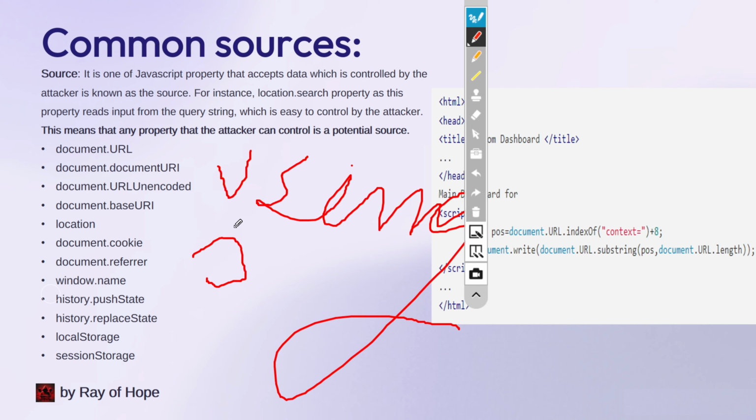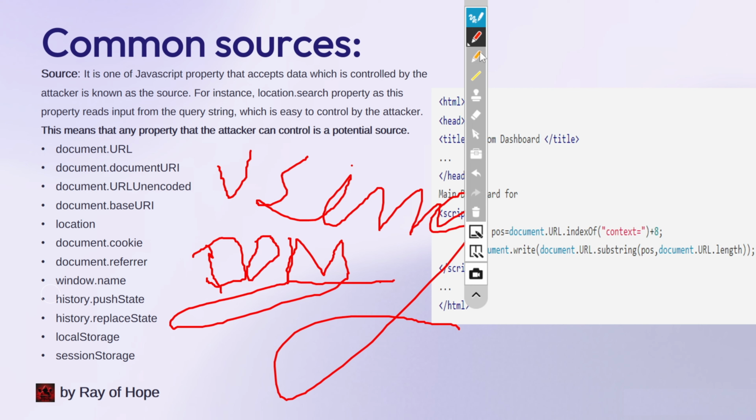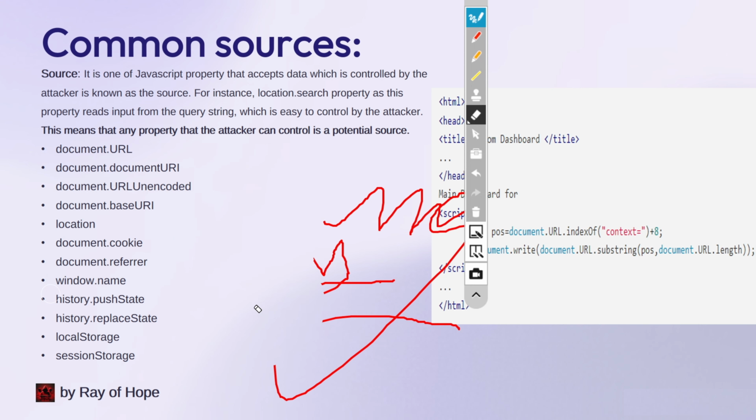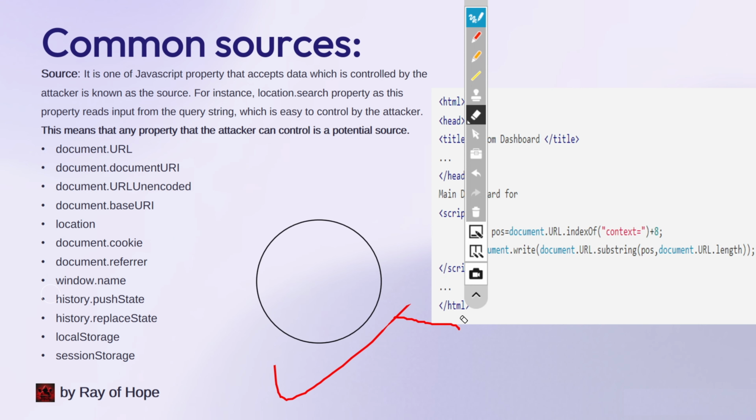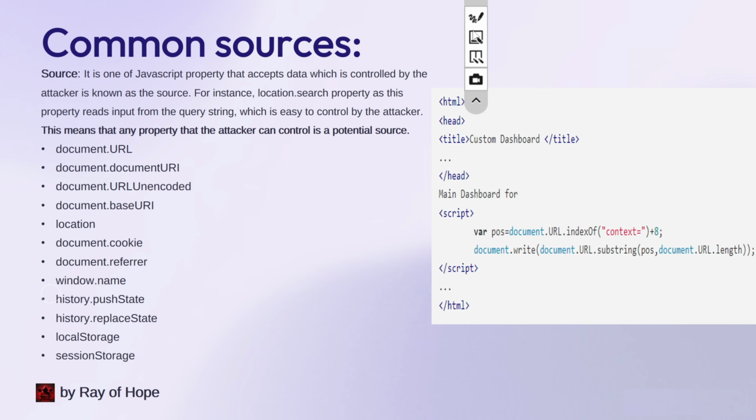Using DOM functionality, actually. But how do you identify if it is using DOM or not? By looking at this parameter: if your input is getting written in a source and sink or not. If you find that the input is getting written in this, you can find it over here.